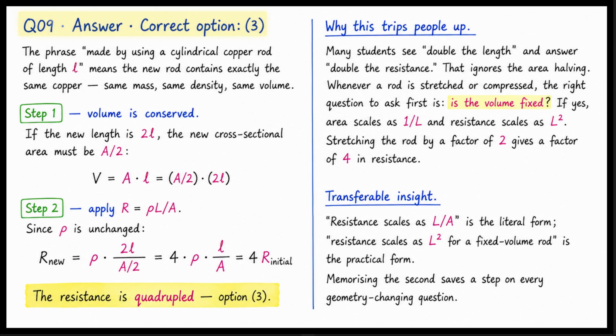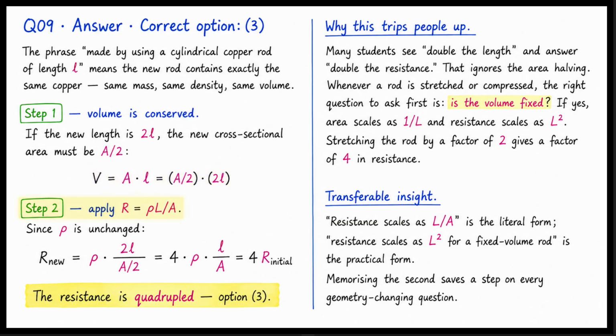The answer is option 3, 4 times. Here's the working. The phrase "made by using a cylindrical copper rod of length L" means the new rod contains exactly the same copper, same mass, same density, same volume. Step 1: volume is conserved. If the new length is 2L, the new cross-sectional area must be A over 2. V equals A times L equals A over 2 times 2L. Both sides equal the original volume.